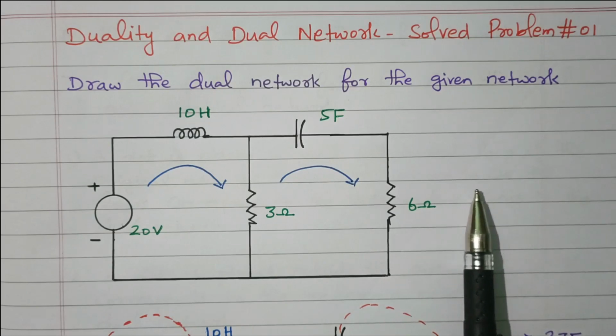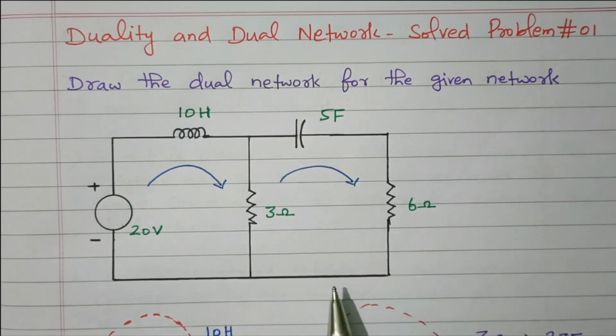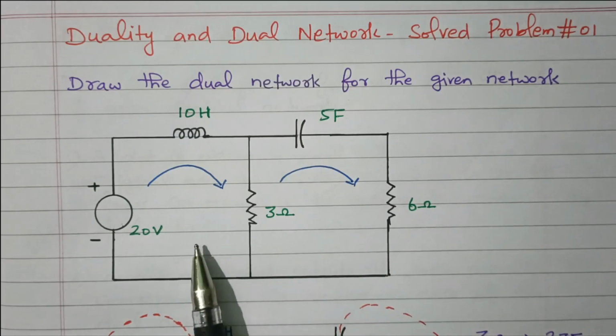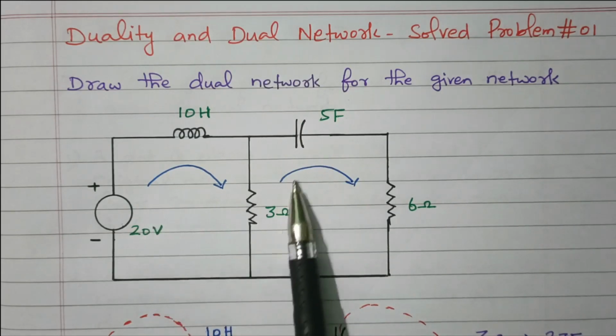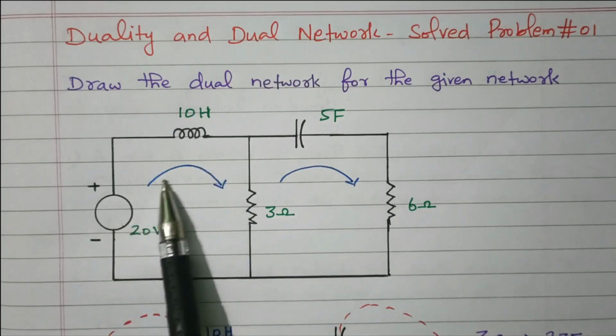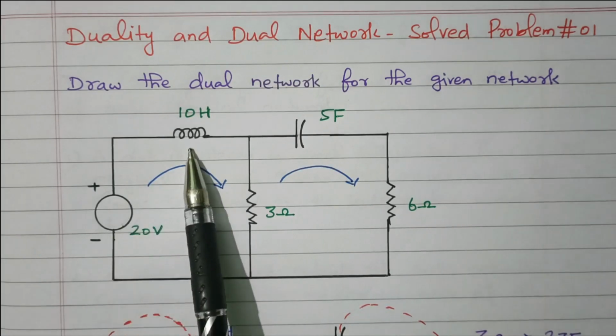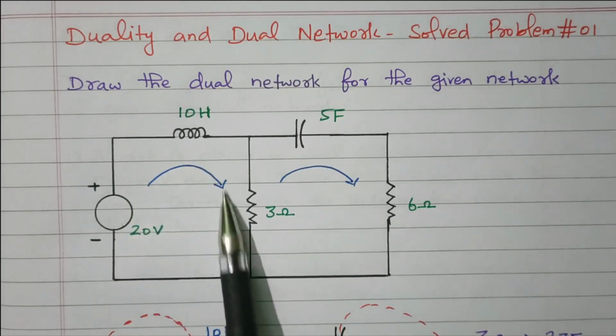Now we'll go to the topic. We need to draw the dual network for the network shown in the diagram. So first we need to identify how many loops are available. Loop is nothing but a closed path. So this is loop 1. The current is flowing through the voltage source, inductor and resistor, one loop.